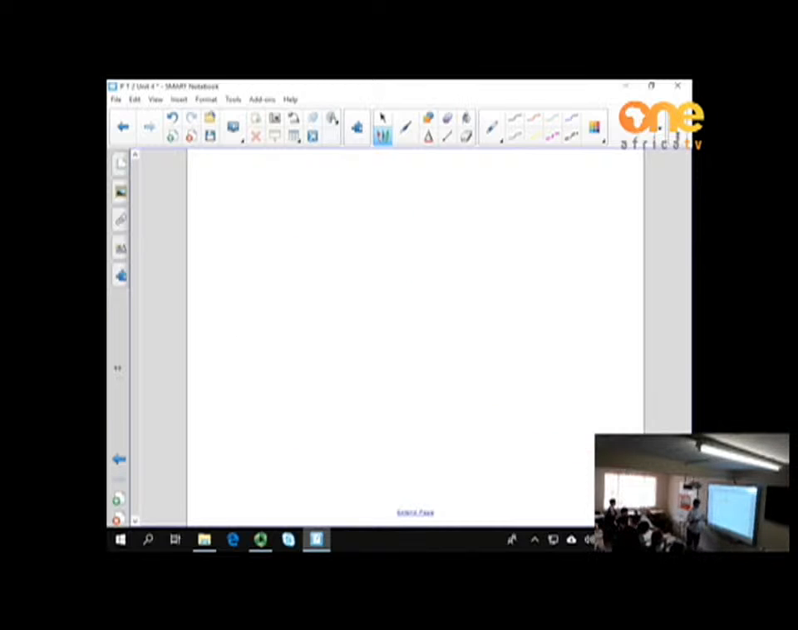Question 1. People, when you do these questions, you need to read very carefully to know whether you are working with constant velocity or constant acceleration. And you need to be careful when you look at the graph to know whether it is a displacement time or a velocity time graph.